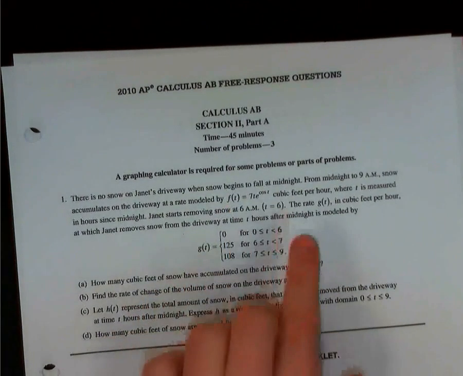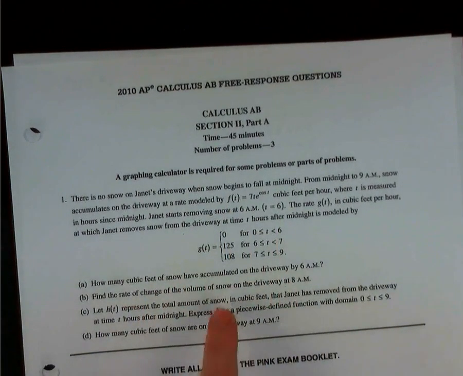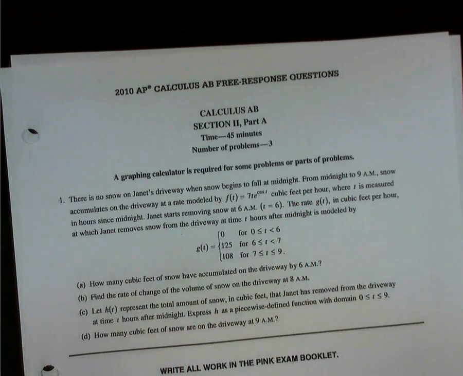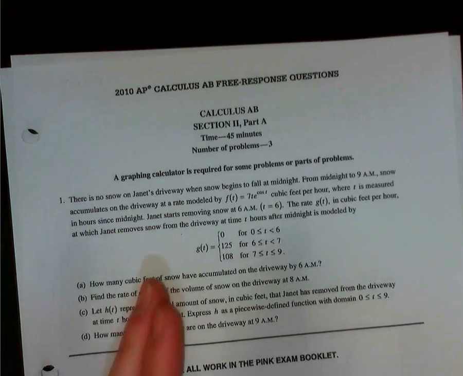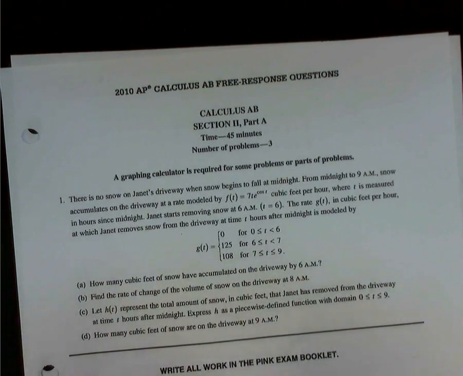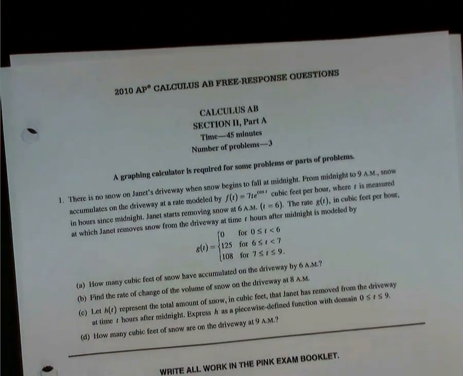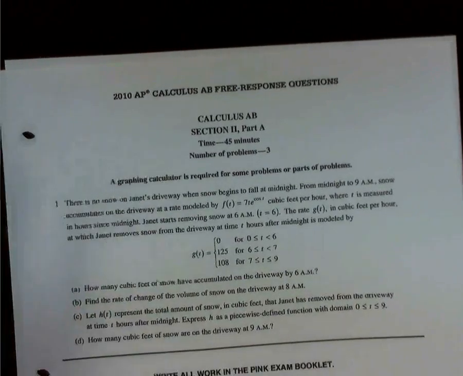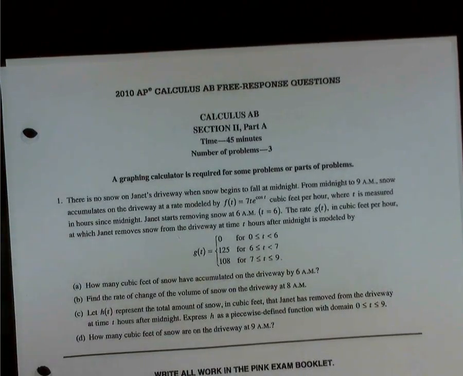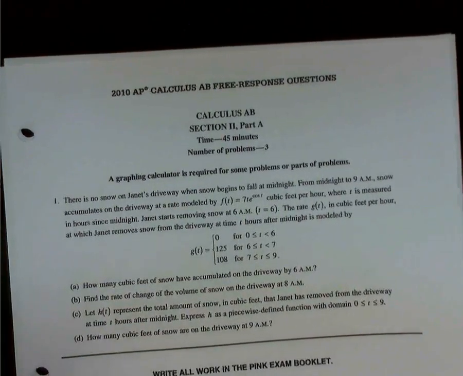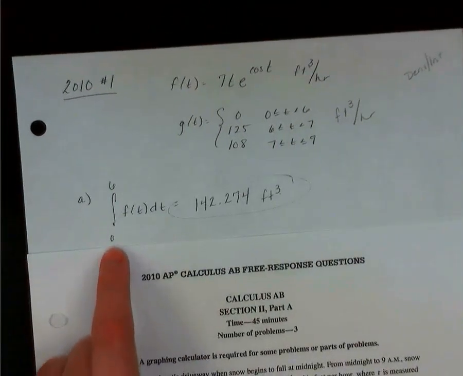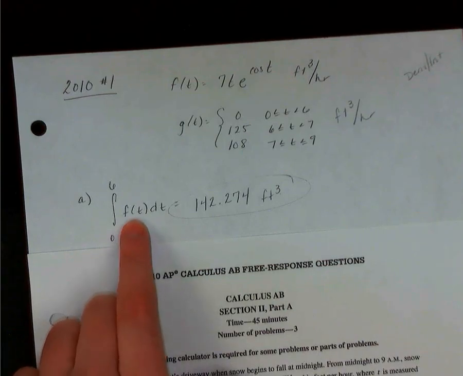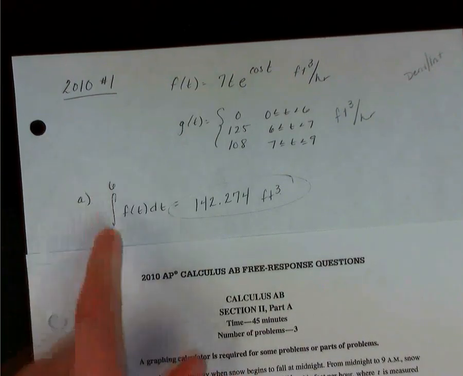F of t is the rate that snow is accumulating on the driveway in cubic feet per hour. The big thing here, F and G are two functions that are rates because they are measured in cubic feet per hour. So for part A, how much snow has accumulated? I want to add up all the snow that has fallen by 6 a.m. So I'm adding up, integrating from 0 to 6 a.m. the rate at which it's accumulating. So I'm integrating F of t.